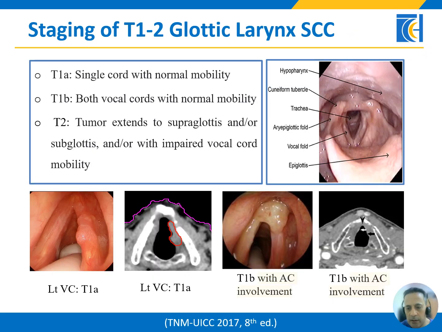So once the workup is completed, you need to document the final stage based on the TNM staging system, 8th edition. So staging for T1, T2 glottic larynx cancer: T1a, the tumor is involving one vocal cord with intact mobility. T1b, tumor involving both vocal cords with intact mobility. T2, tumor is involving one cord and extending to supraglottis or subglottis, or any tumor with impaired mobility.